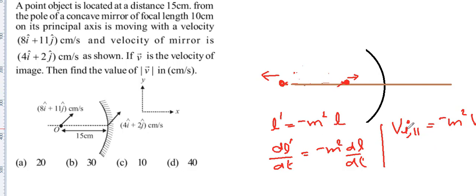So the relation between the parallel velocities is like this. The image velocity parallel to the principal axis is equal to minus m square into the object velocity parallel to the principal axis. Fine. So these are the 2 points needed to solve this problem.